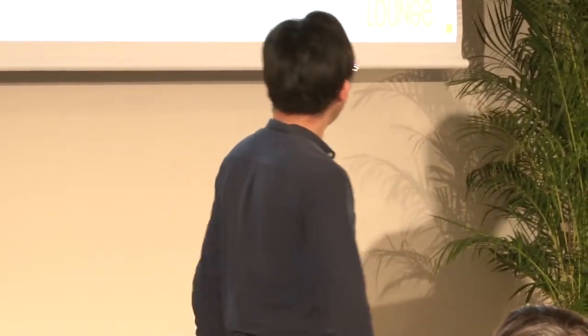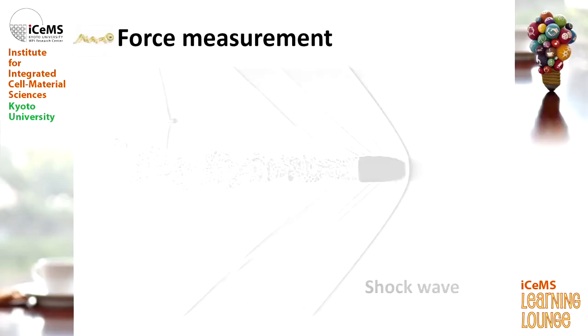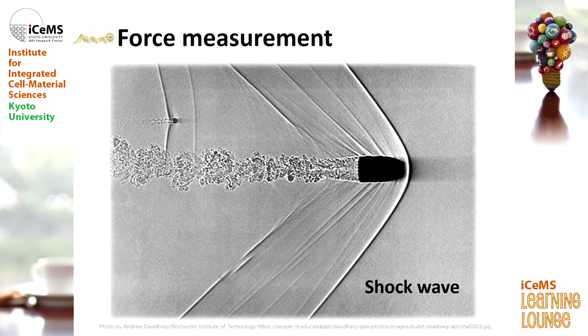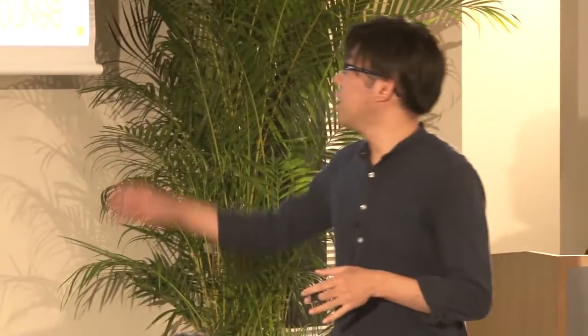And the second thing is how to measure the force. For this purpose, we utilize the shock wave. This image is a bullet traveling in the air with a speed beyond the speed of sound. When the object is traveling at that high speed, the air will be compressed, and this will make the shock wave. A shock wave is nothing but a wave of pressure. So if you are standing at the front of the wave edge, then you feel the pressure.